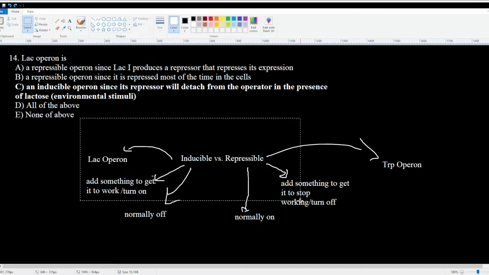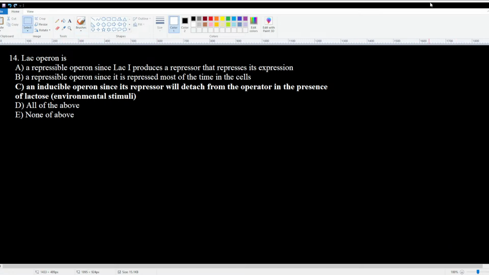So with all of this in mind, we can eliminate the lac operon being repressible. We can read letter C as an option. Letter C is saying the lac operon is an inducible operon since the repressor will detach from the operator in the presence of lactose. That is correct. So the answer is C.